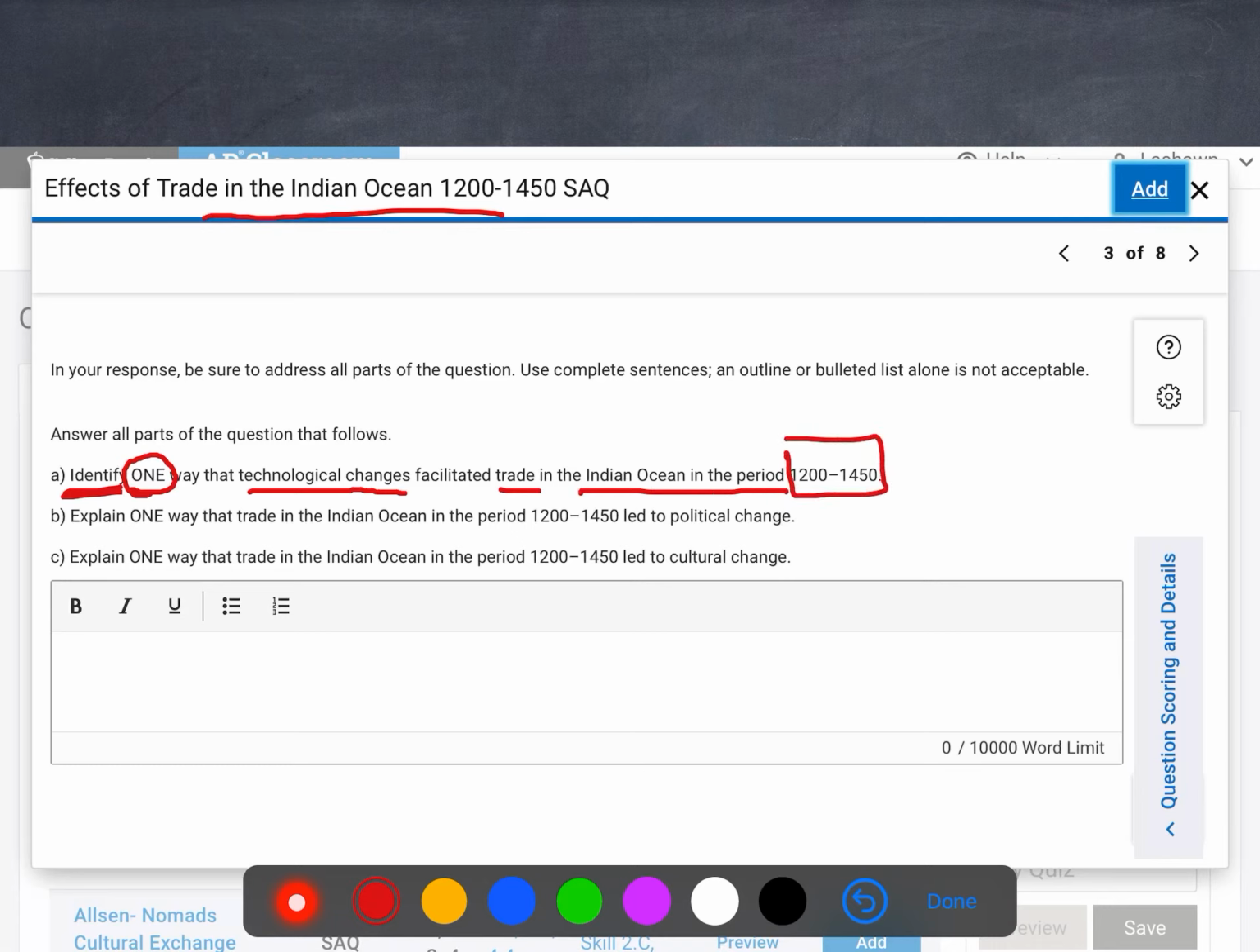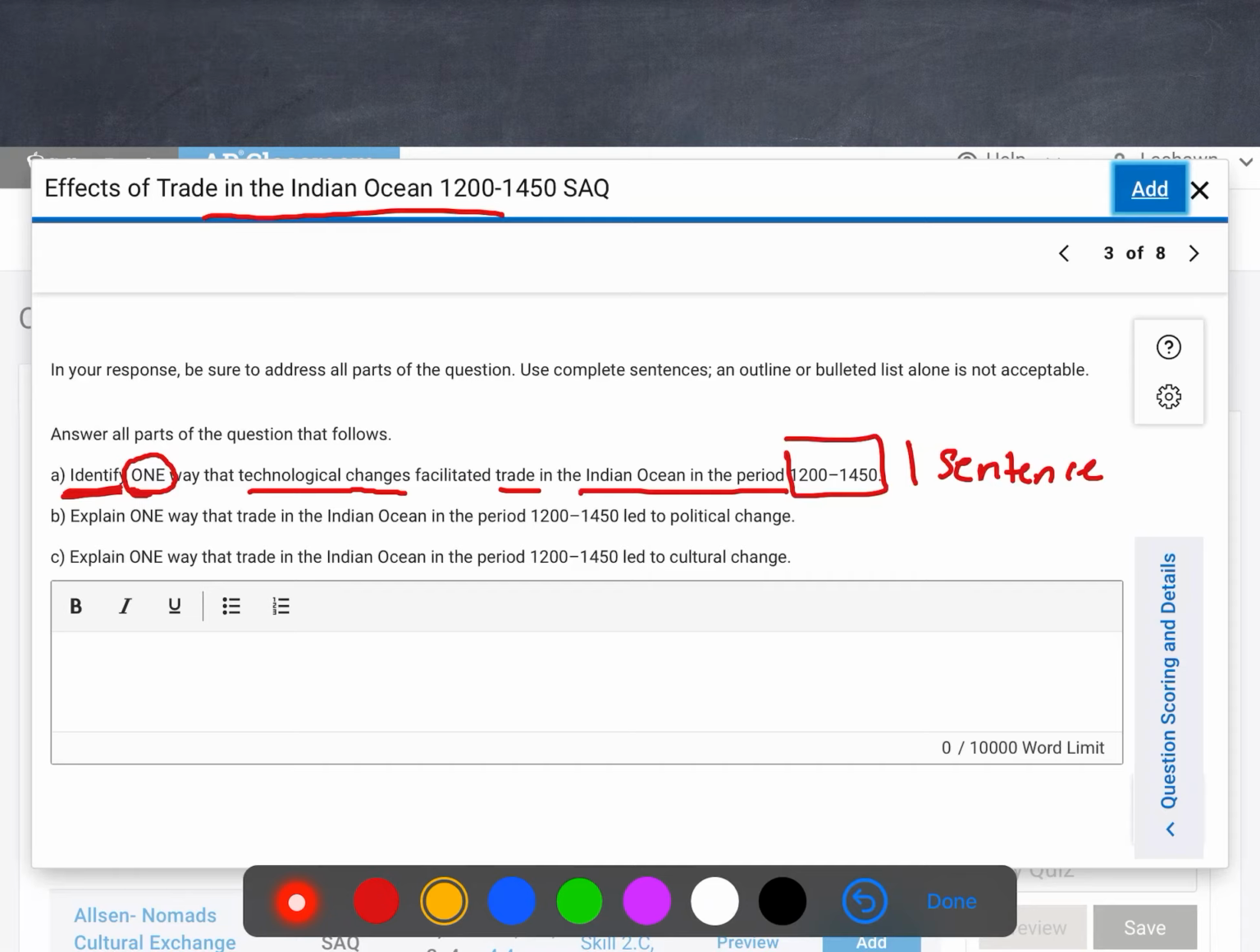So I know, because it says identify only and that's the end of the sentence, this is going to be a 1-sentence answer. That's it, 1 sentence. But I have to find out technological changes. So those are new forms of technology that are introduced. So I'm going to be thinking about what are those new technologies that came about, and how those technologies helped with trade. So any technologies that facilitated trade in the Indian Ocean Network, 1 sentence.